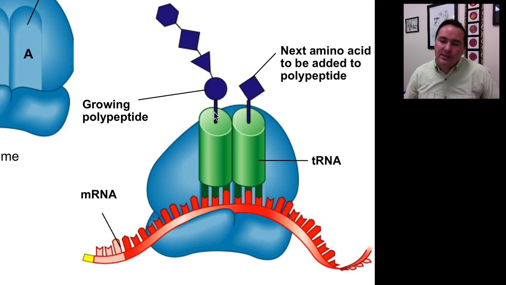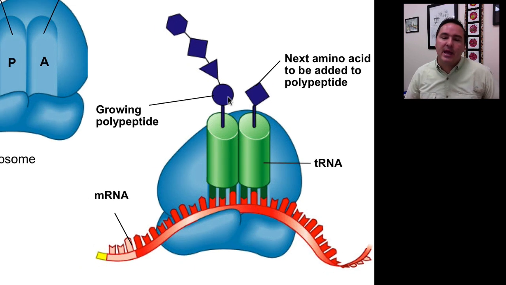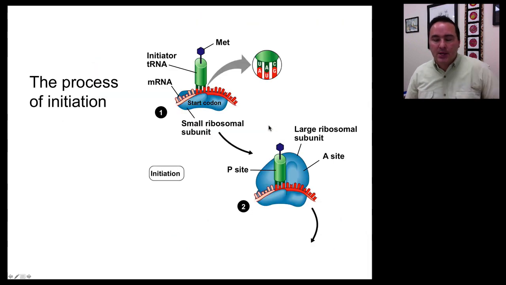When it's all put together and working, you basically have from the P site the growing polypeptide, and then in the A site, you have the next amino acid that's going to be added to this growing polypeptide. So let's start this off.